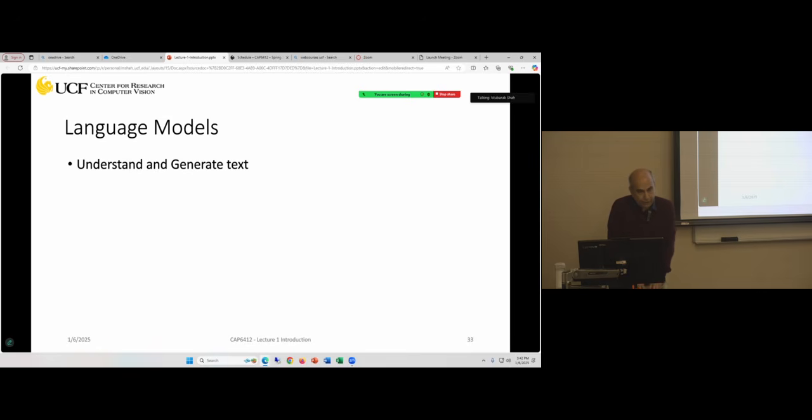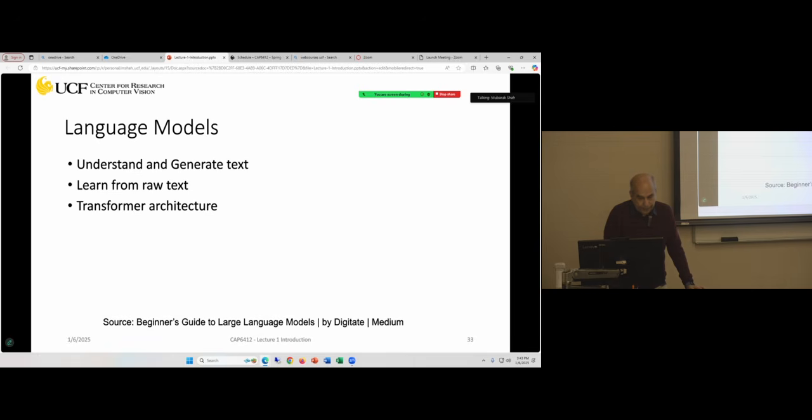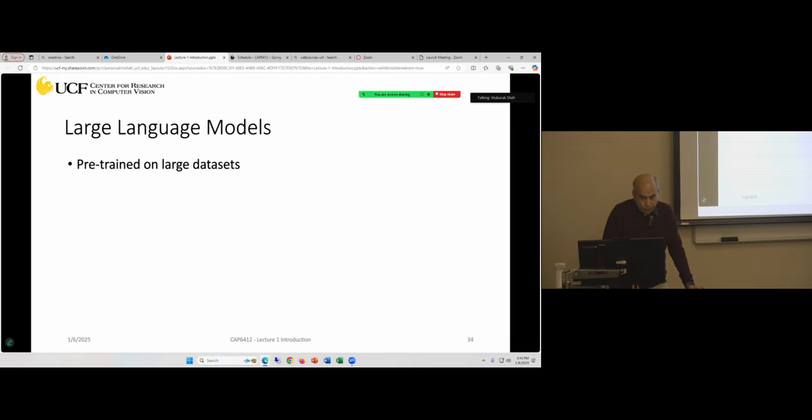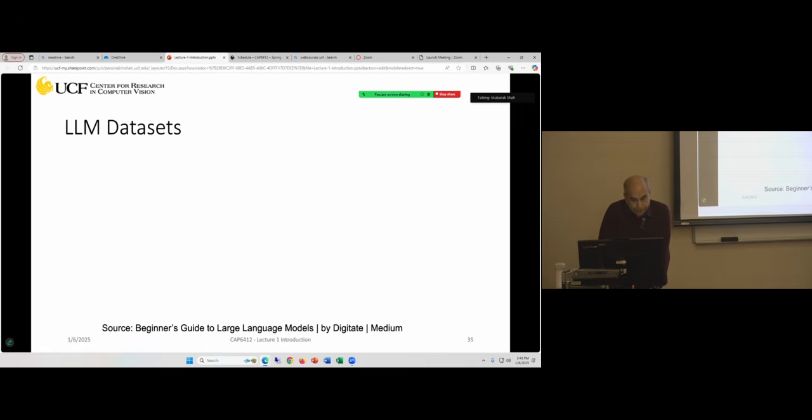So the language models understand and generate text, and they learn from raw text. The transformer architecture is the big breakthrough, as you know. GPT is the generative pre-trained transformer, and large language models are pre-trained on large data sets. They have a large number of parameters, billions of parameters. Because there is so much text available, there is the LLM data set.